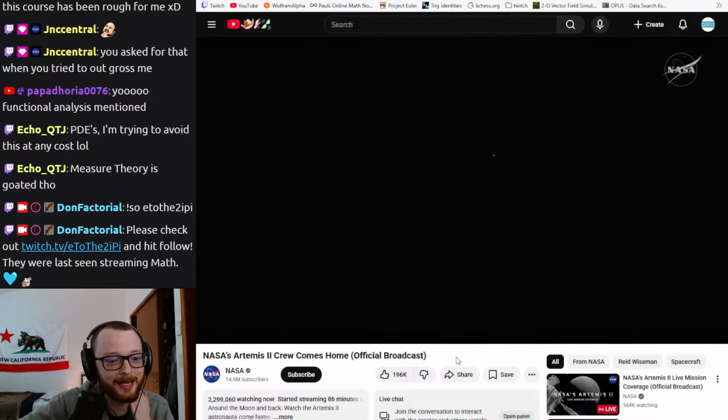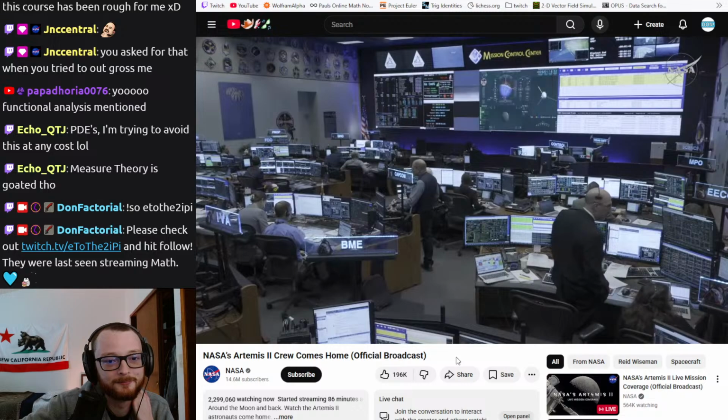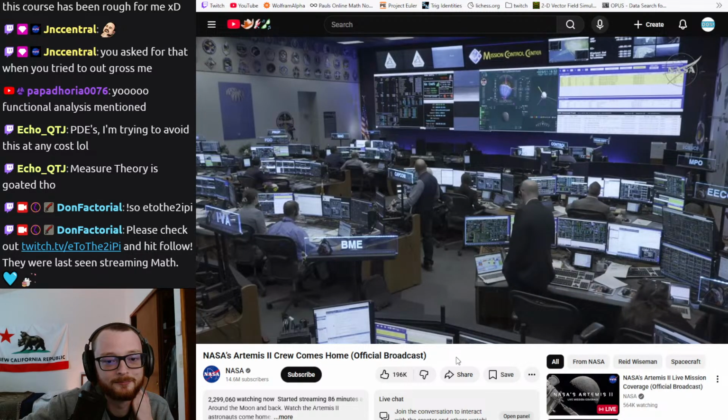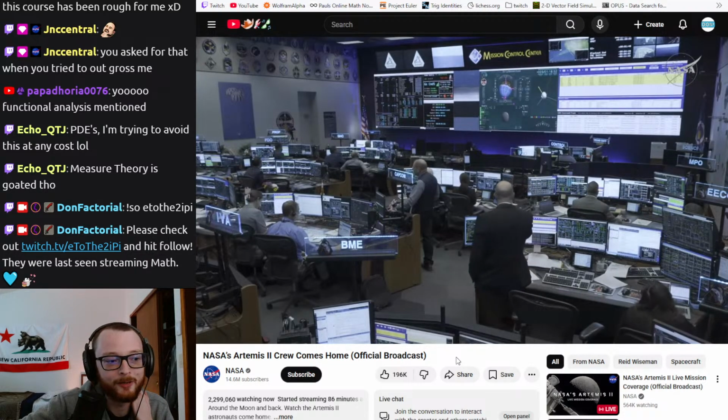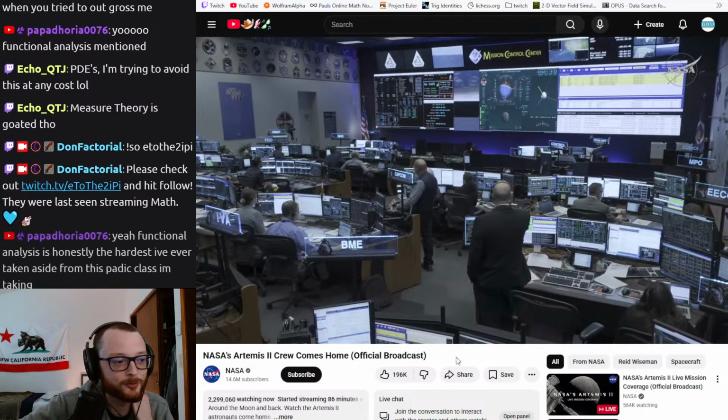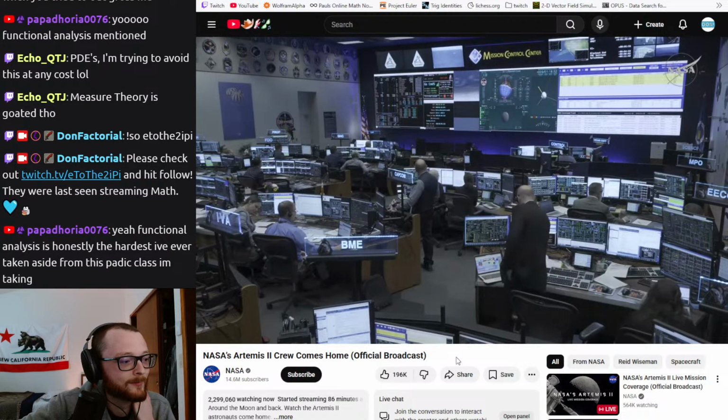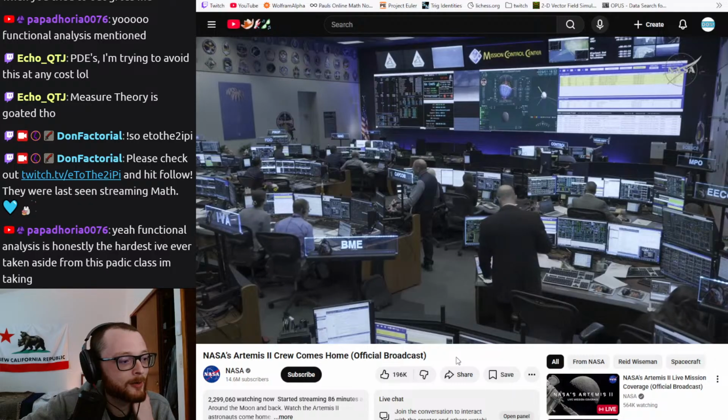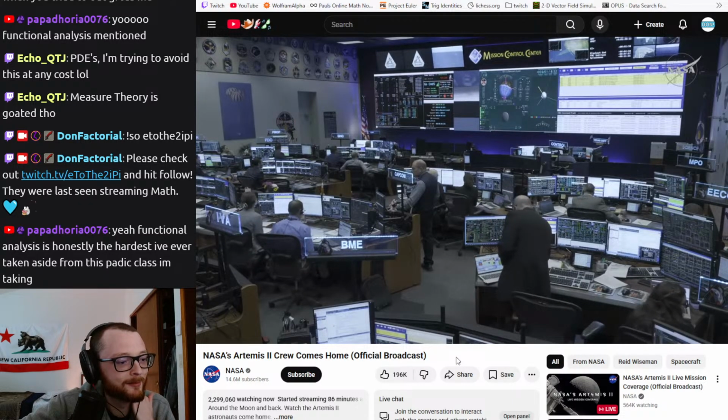Measure theory is goated though. I need to get a crash course in measure theory. I should maybe look up a lecture. I was gonna try and find a textbook, but I've got to learn what it means to integrate over a ball. I hope that's not deep into measure analysis or measure theory. Functional is the hardest I've ever taken aside from this pediatric class I'm taking. Checks out.